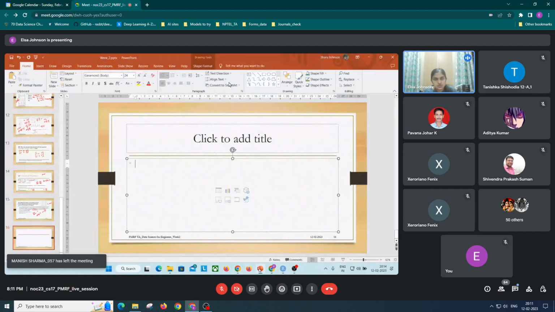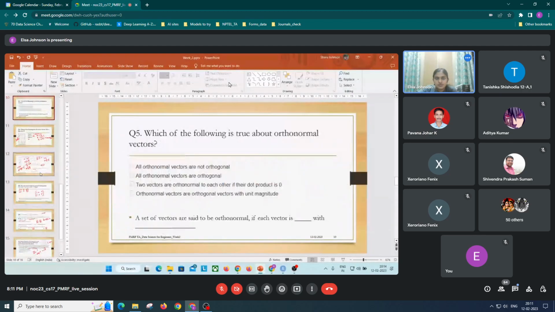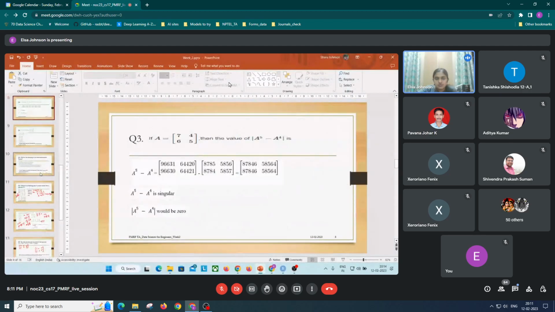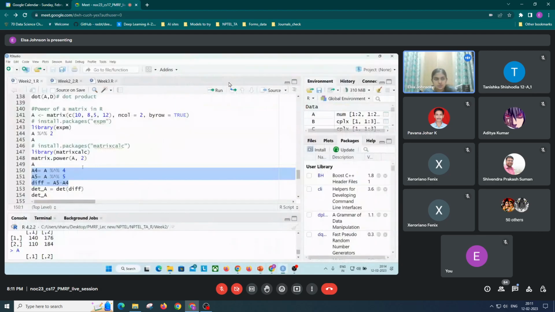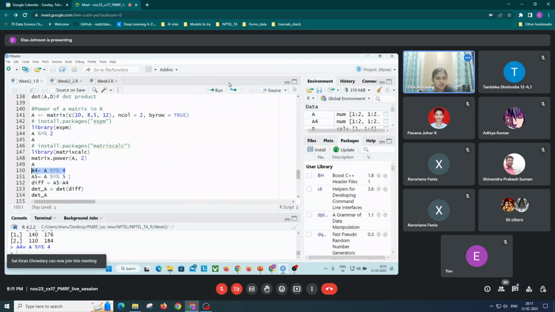So I think it is like, yeah, that is this question. So for that, you can run this particular thing. You want to find A4, so you can put it like this one, and A raised to 5 like this.